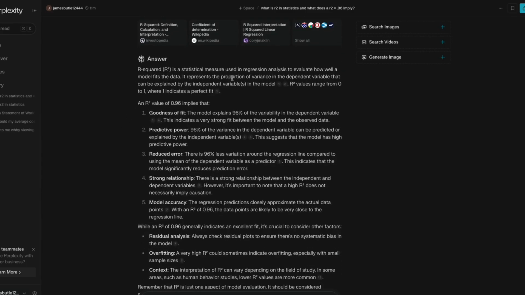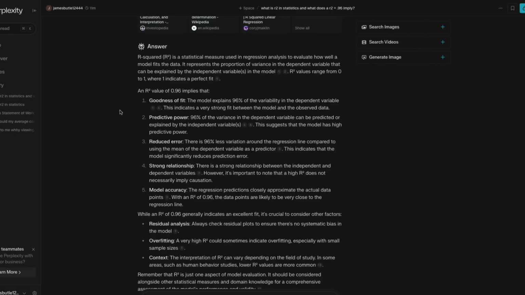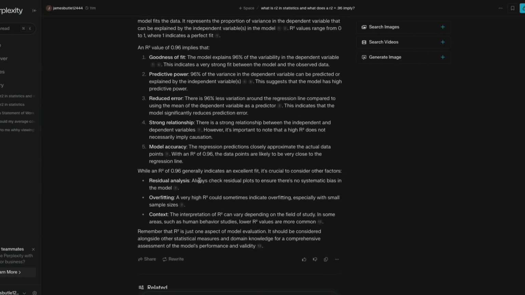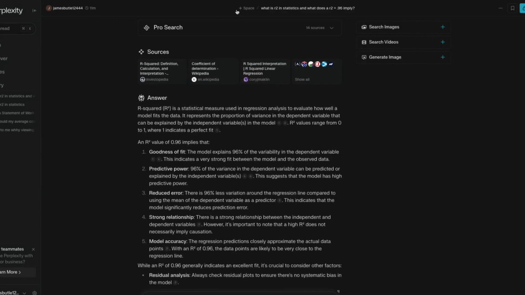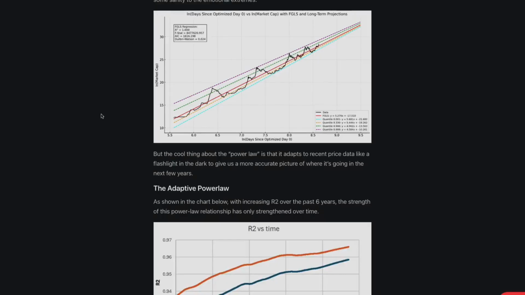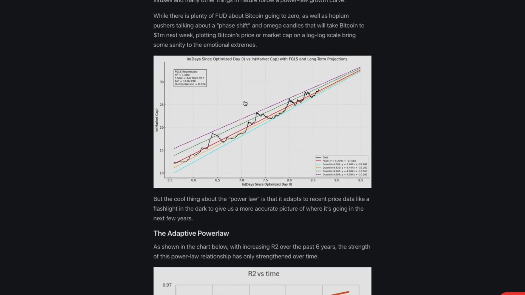R squared is a statistical measure used in regression analysis to evaluate how well a model fits the data. It represents the proportion of variance in the dependent variable that can be explained by the independent variables in the model. It ranges from 0 to 1. So an R squared of 0.96 implies that it's a really good fit. It has predictive power, reduced error, strong relationship, model accuracy. What we should be aware of or other things to consider: there could be some residual analysis. Always check residual plots to ensure there's no systematic bias in the model, overfitting, and context, really. So, just having some fun here, learning a little bit about statistics, applying it to Bitcoin.